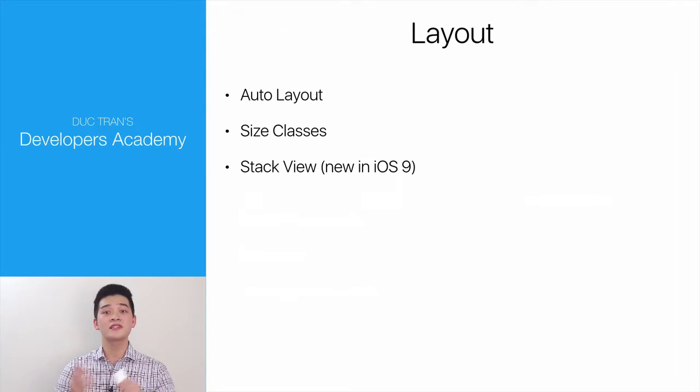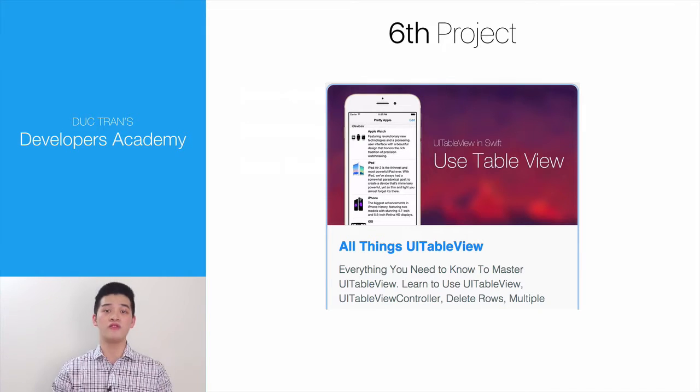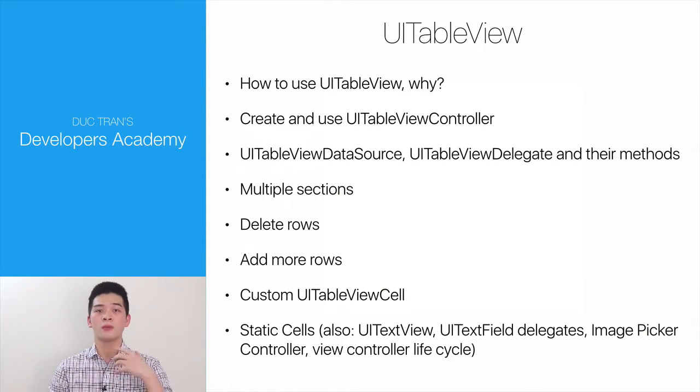Okay. So the sixth project finally comes to table view. Table view is everywhere in iOS, you cannot find any app that does not use table view. Okay, table view is everywhere. It is the most efficient, the most elegant, beautiful way that you can represent data in a table form. Okay, you can customize that in a lot of ways. And in this case, we will learn about UITableViewController, about delegate, data source, multiple sections, add rows, delete rows, about things like custom table view cell, static cells. Okay, we will cover everything about UITableView.